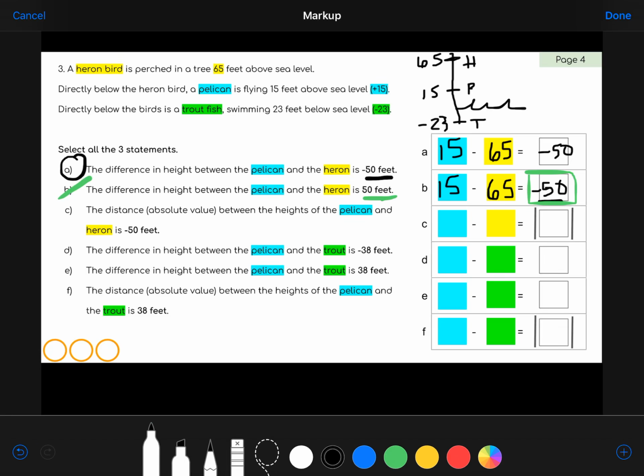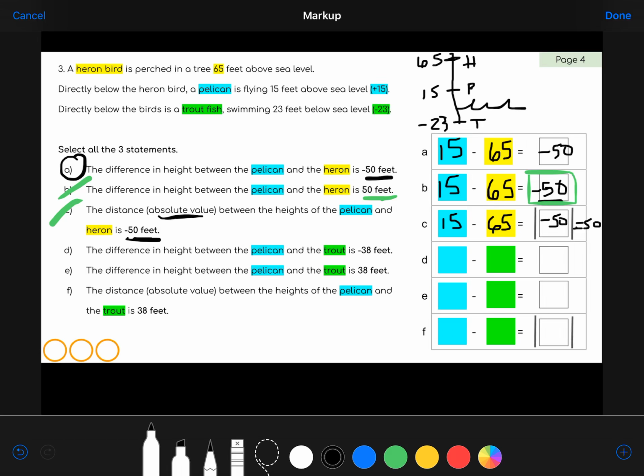The distance or the absolute value between the heights of the pelican and the heron bird is negative 50 feet. Well, automatically I know absolute value has to be positive, so I know that that can't be true. But to check it, I would do 15 minus 65, which would give me negative 50, but the absolute value of negative 50 is positive 50, and that does not match what we have here for C, so C is incorrect.